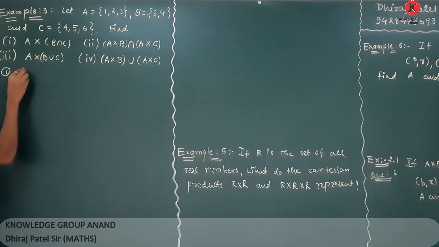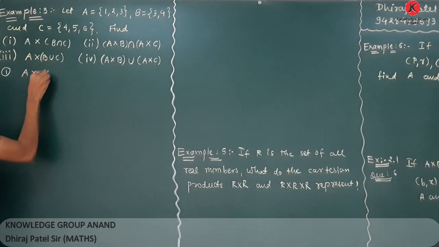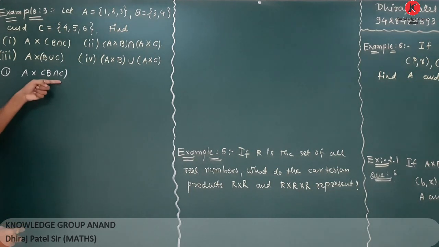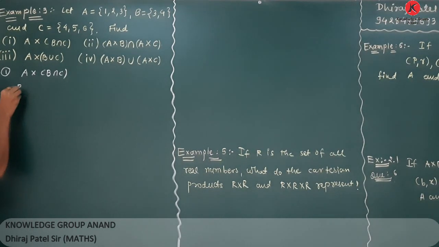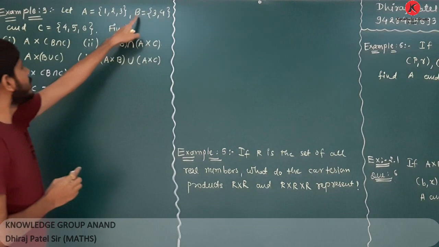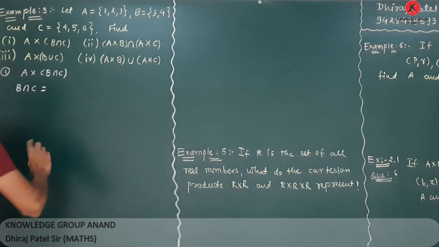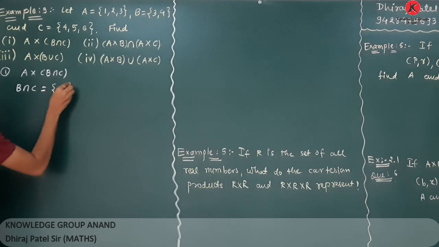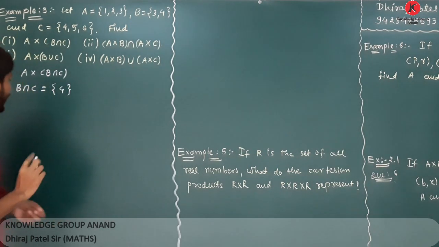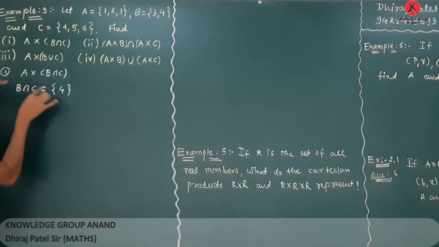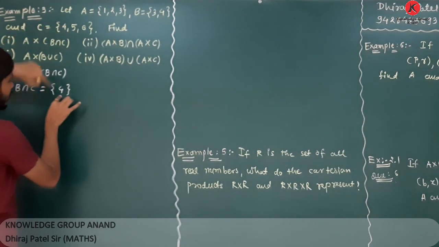Now see here, the first one, I am finding A cross B intersection C. For the calculation of the first, first of all we need B intersection C. Therefore, find B intersection C first. The intersection of B and C is equal to 4 only. Clear? Now we have set A, which is equal to 1, 2, 3, and B intersection C, which is only 4.